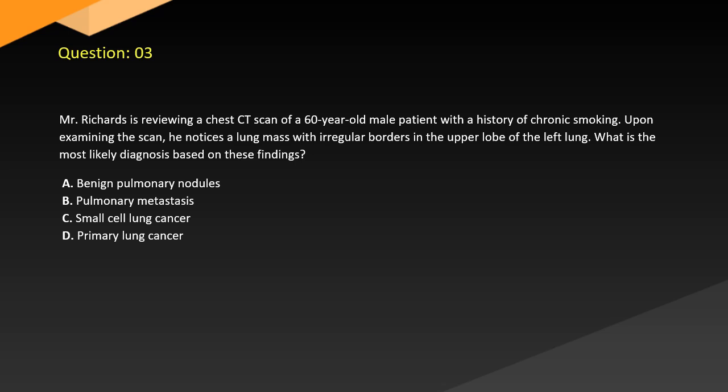Question 3. Mr. Richards is reviewing a chest CT scan of a 60-year-old male patient with a history of chronic smoking. Upon examining the scan, he notices a lung mass with irregular borders in the upper lobe of the left lung. What is the most likely diagnosis based on these findings? A. Benign pulmonary nodules. B. Pulmonary metastases. C. Small cell lung cancer. D. Primary lung cancer.